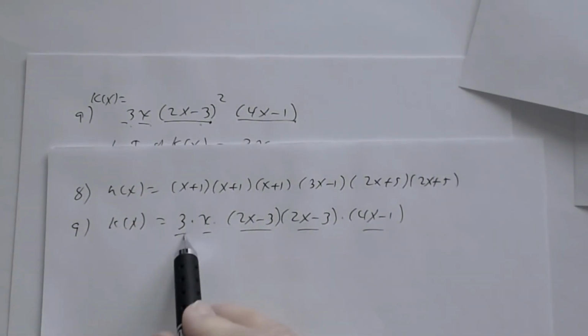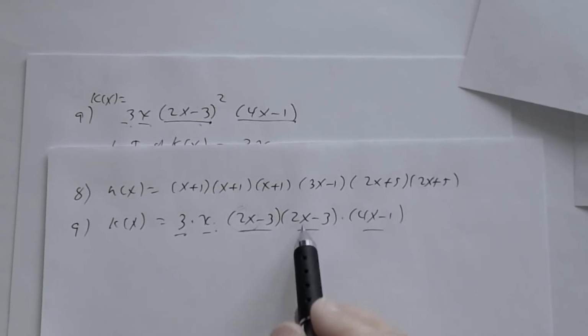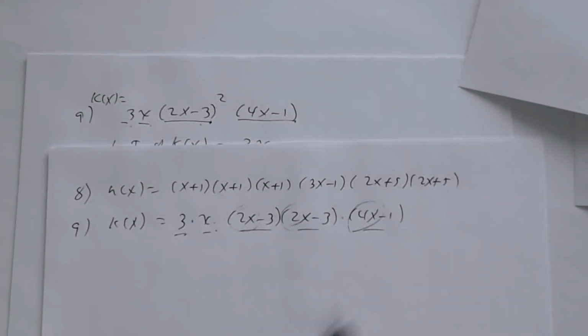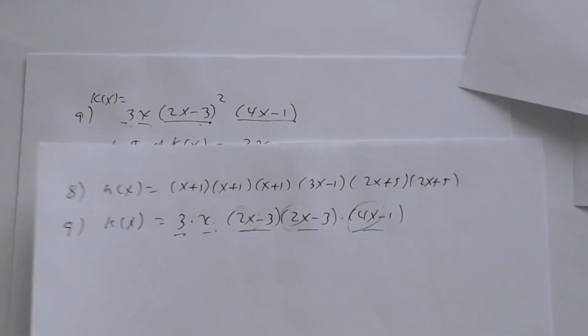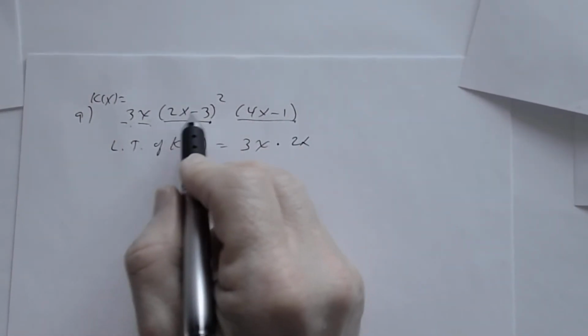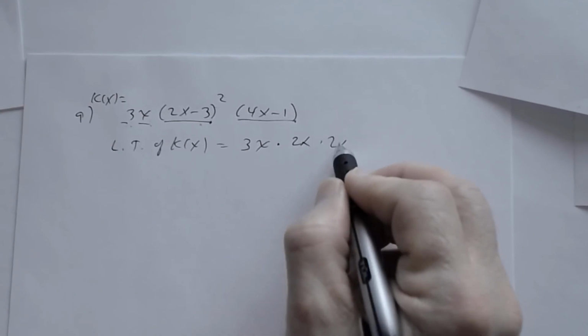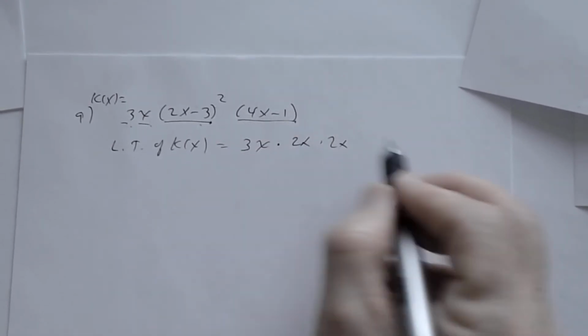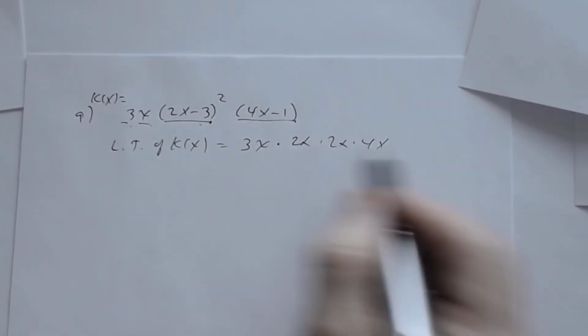And so I have my 3, I have my x, I have my 2x, and then here's another 2x, and then here's my 4x. So those are your leading terms. So I've got to say 2x, and 2x is occurring how many times? Twice. And then in this factor, your leading term is 4x.